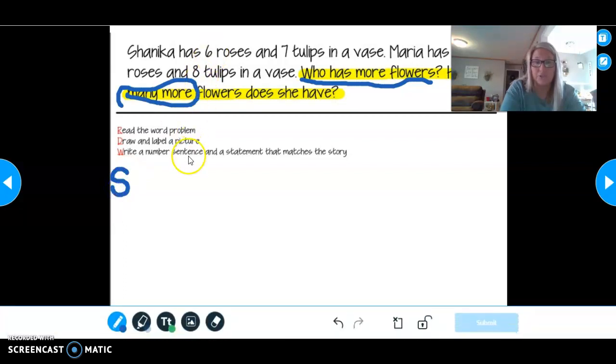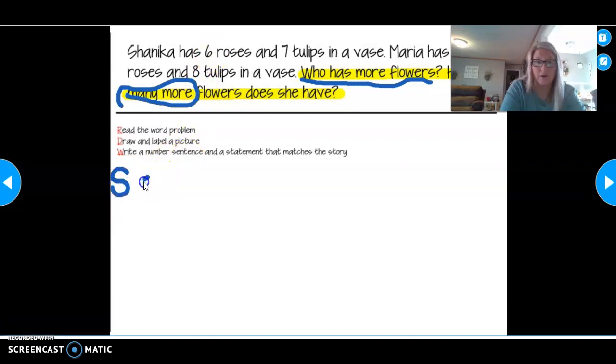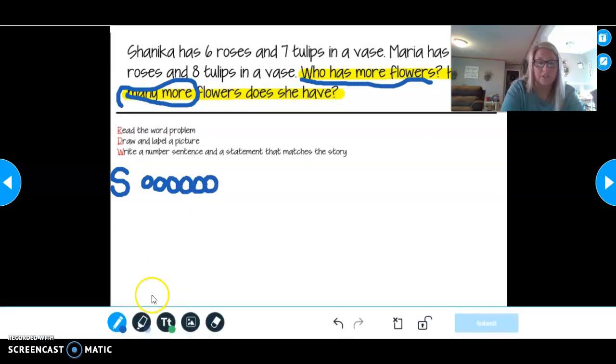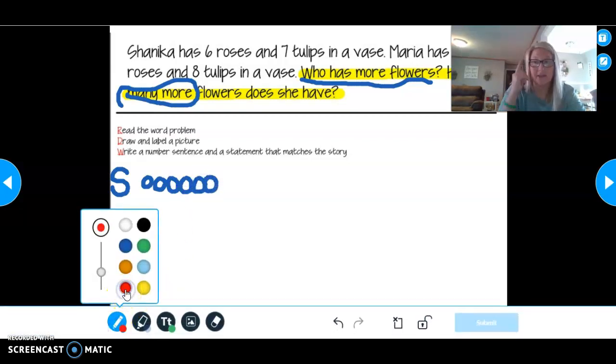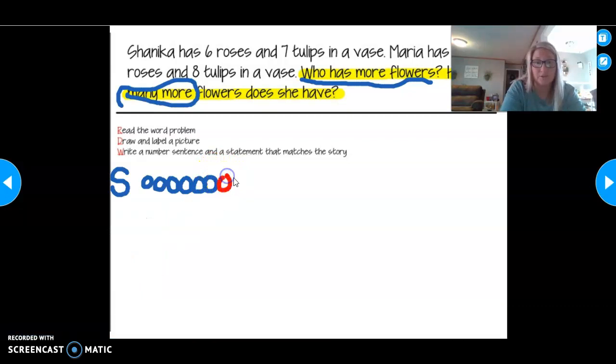I'm going to do 6 circles to represent my 6 roses. Then I'm going to change my color so that my eyes and my brain can figure out the 2 different parts. And I'm going to do 7 tulips.